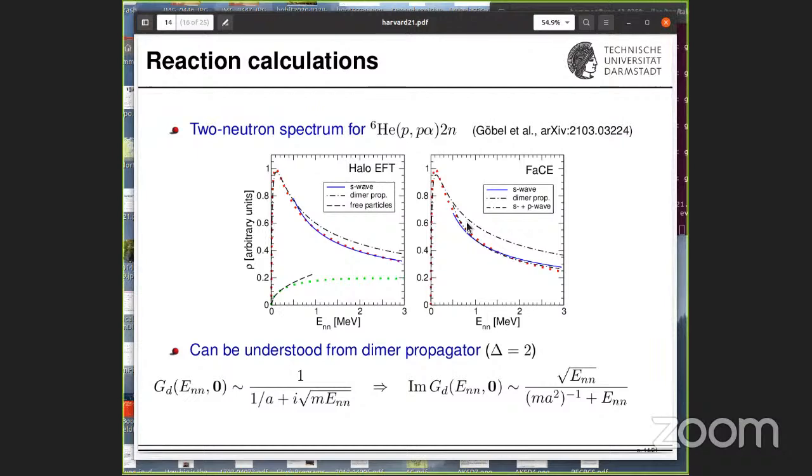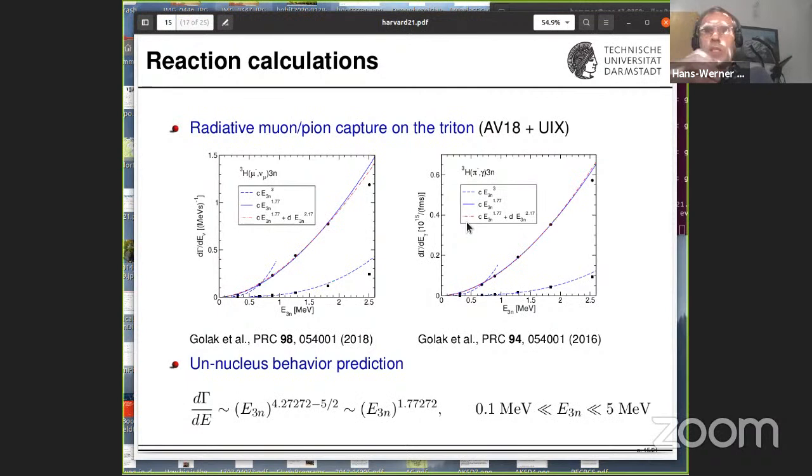Okay. So a little bit less trivial example is to look at the three-body system. And there are calculations of this energy distribution, the differential decay width of the radiative muon capture on the triton and radiative pion capture on the triton. So these are similar reactions. So this is the pion capture and this is the muon capture. And again, we're at very low energy of the neutrons. Now this is the energy of three neutrons here and here.